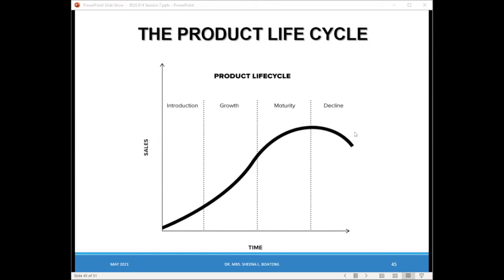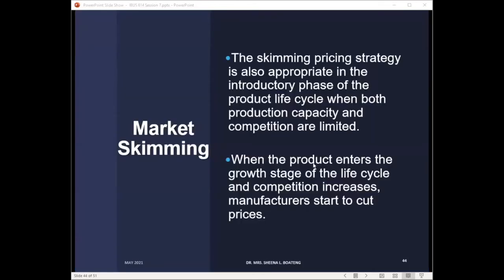Yes. Good. Yeah. So Apple will not wait for the old model to get to the maturity level and decline. They will introduce a new one even before the product sales begin to fall. Good. Meaning that they are always in the market to be able to make sure that they have a product that is commanding market skimming ability.